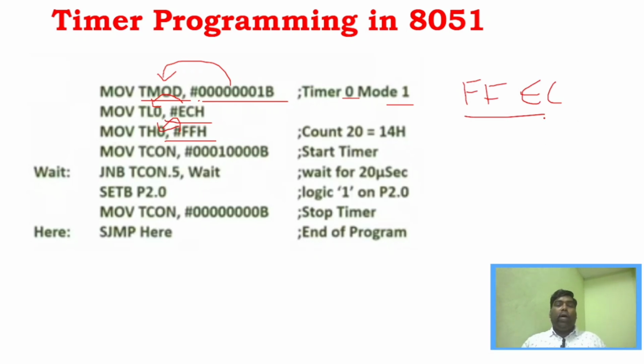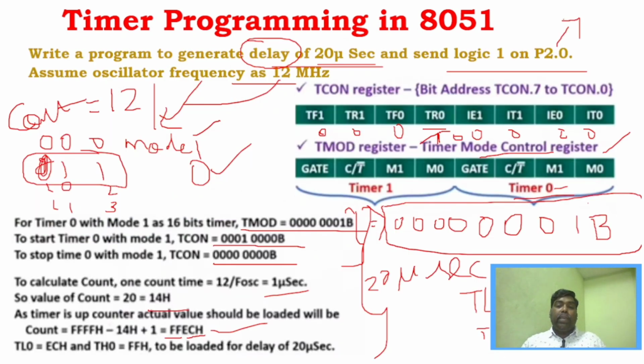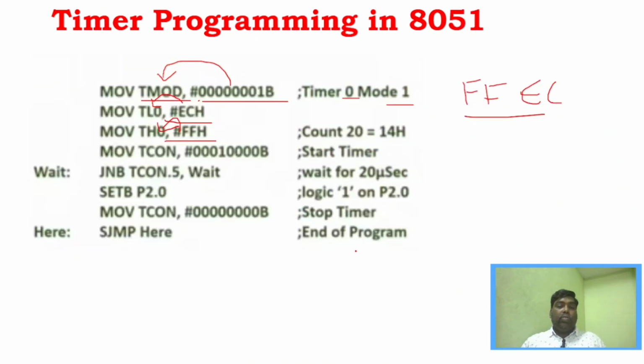Now the value is stored and the timer is selected. Now I have to start the timer. When can I start the timer? When this bit becomes 1, I can start the timer. This is the starting value, right? So I can start the timer. Now when we start the timer, we have to generate a 20 microsecond delay.